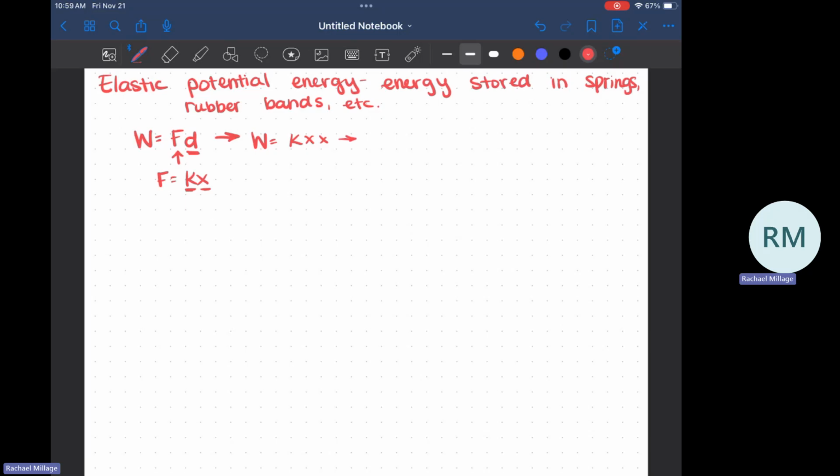Initial minus final, and then we divide by 2, so it's going to be 1/2. So we're going to have 1/2 kx squared. This turns into the work that we do is how we store that energy. So the potential energy of a spring is going to be equal to 1/2 times the spring constant, which is k, times x squared, and x is the distance of stretch or compression.